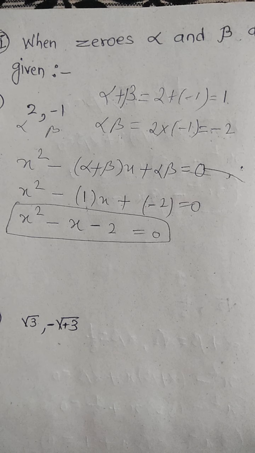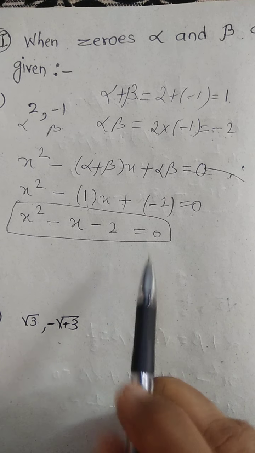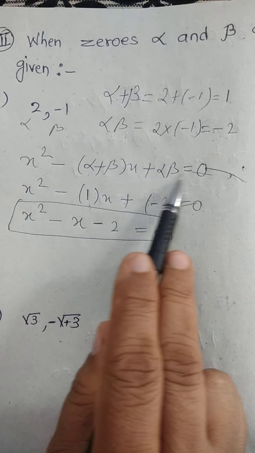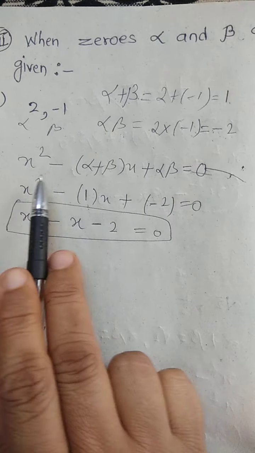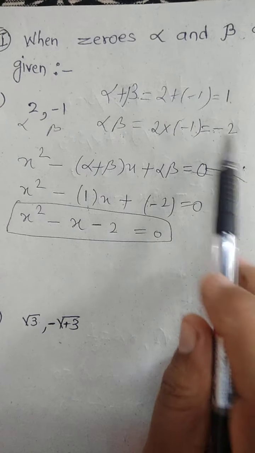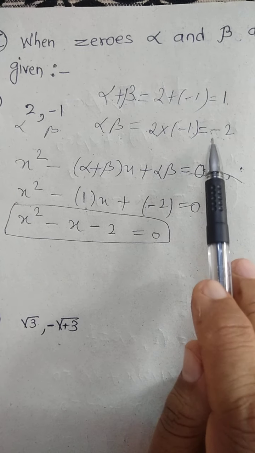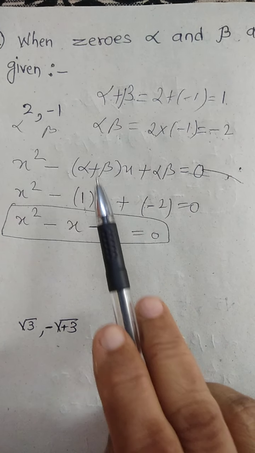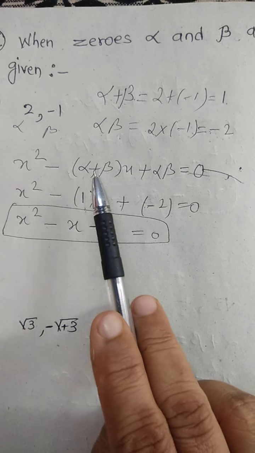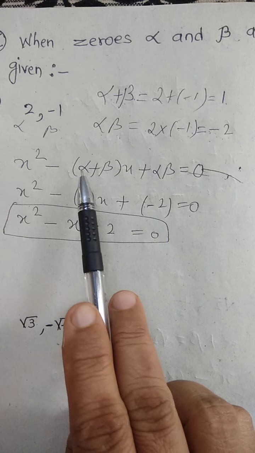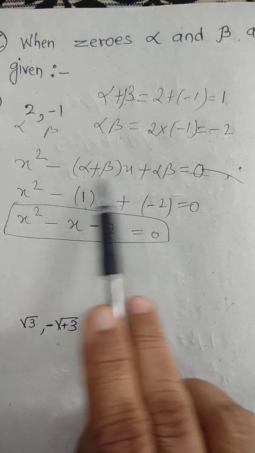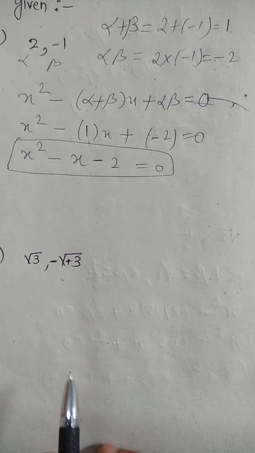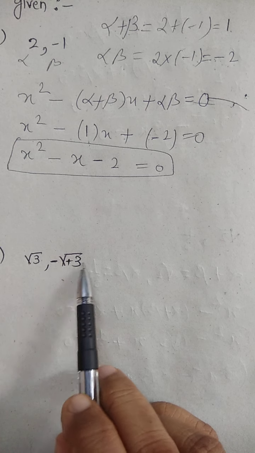If you are very good in maths, then you can directly substitute the alpha value and beta value here and solve directly. Okay, to avoid confusion, I have first calculated alpha plus beta and alpha into beta, then I have substituted in this equation. But if your concepts are clear in maths, then you can directly put the alpha value here, beta value here and calculate directly. Okay. Now let's go to the next question, that is root 3 and minus root 3.